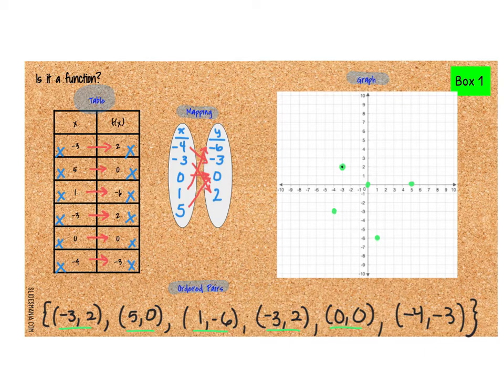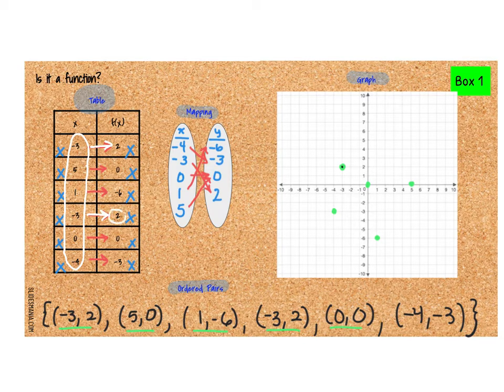Now, we still haven't answered the question, is it a function? In order to determine if something is a function, we have to look at the x values. Everyone has their strategy, everyone has what they want to look at first. I honestly like to look at the table. So if I look at my table, do any of my x values repeat? In this case they do. We have that negative 3 repeats right here and here.